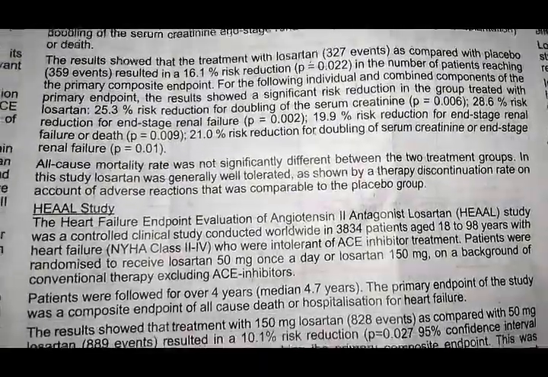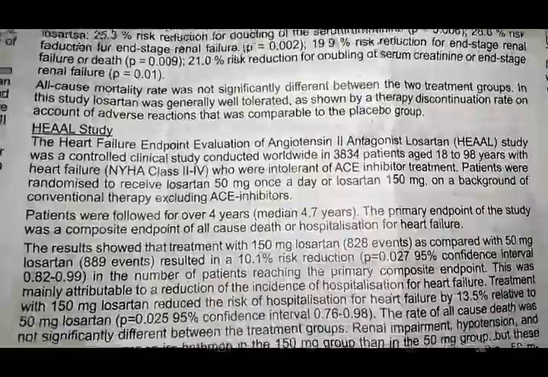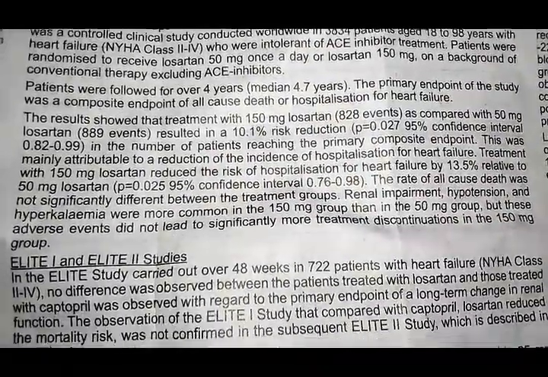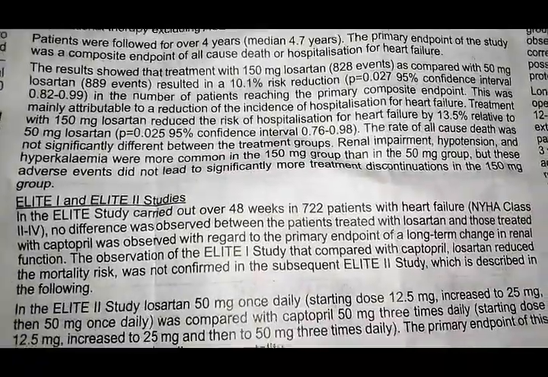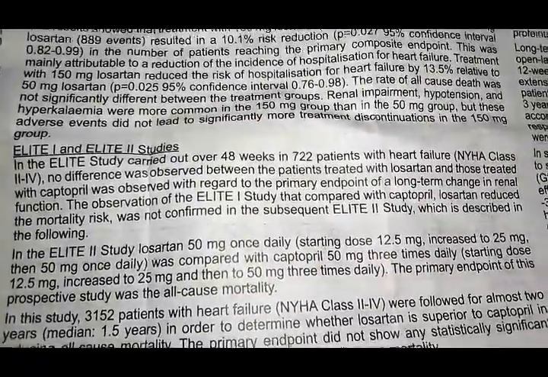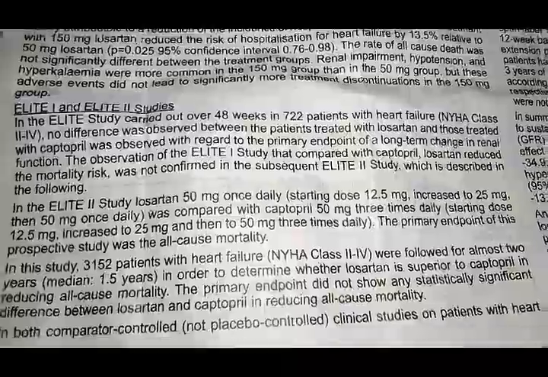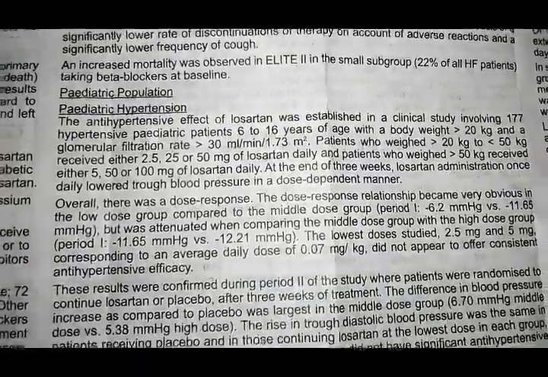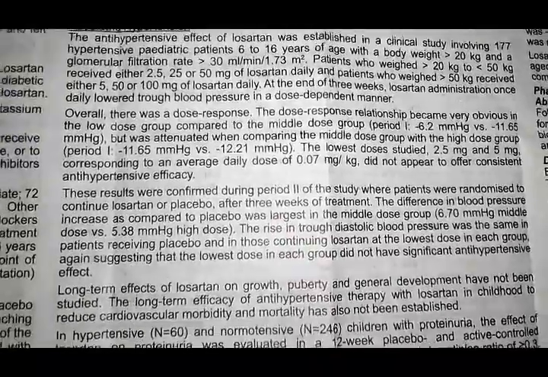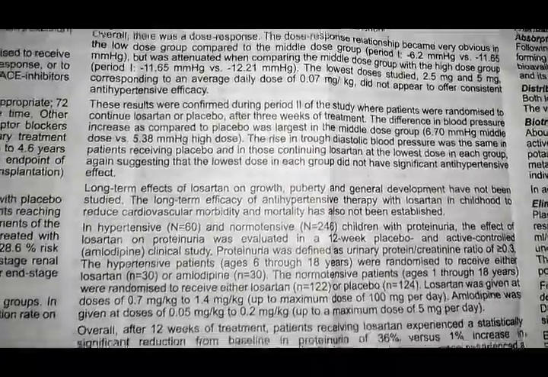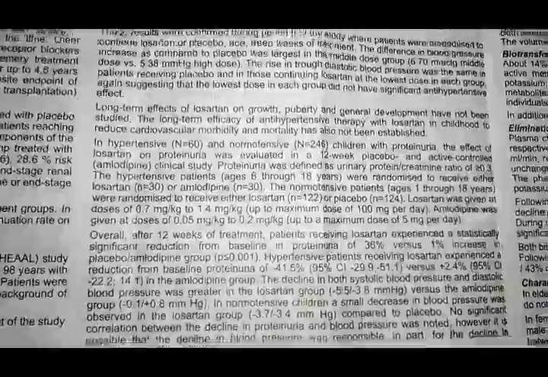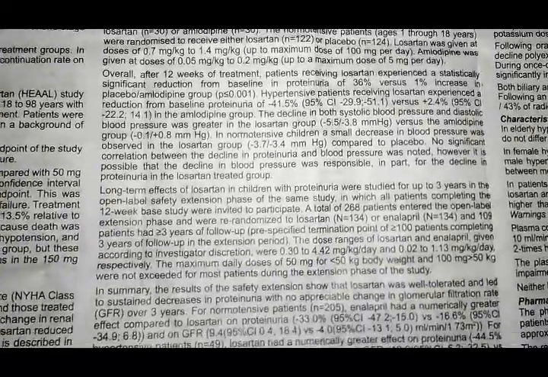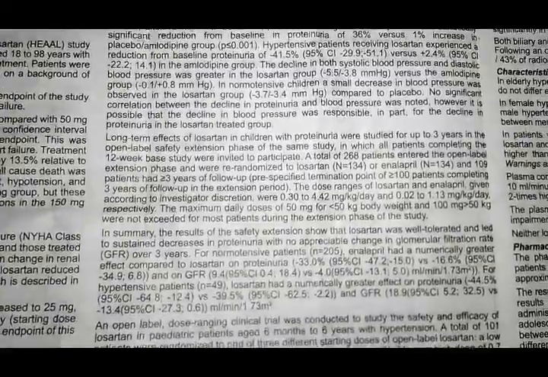pathophysiology of hypertension. Angiotensin 2 binds to the AT receptor found in many tissues, for example vascular smooth muscle, adrenal gland, kidneys, and the heart, and elicits several important biological actions, including vasoconstriction and the release of aldosterone. Angiotensin 2 also stimulates smooth muscle cell proliferation.